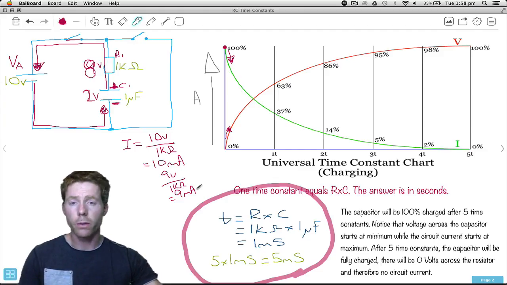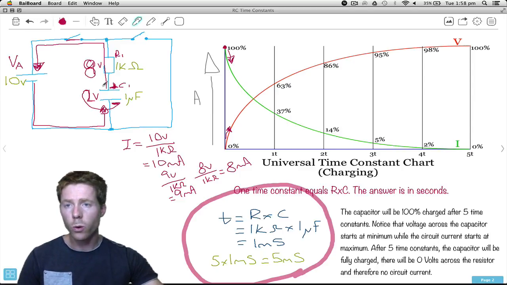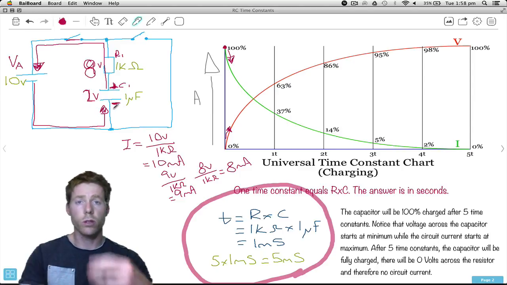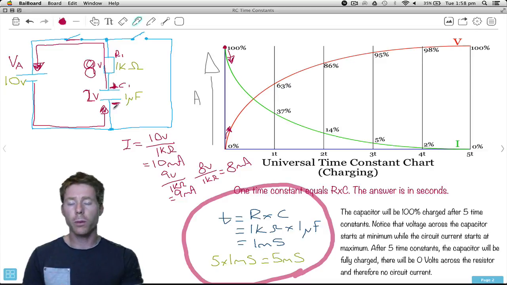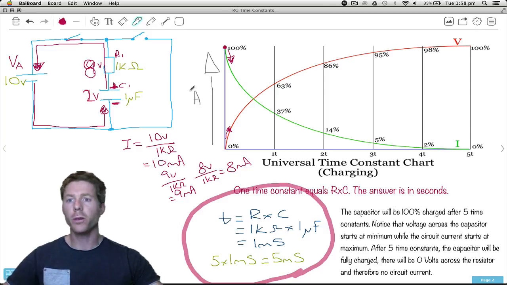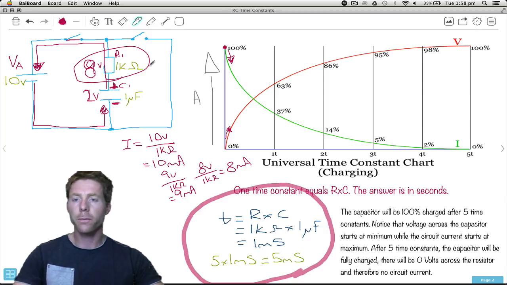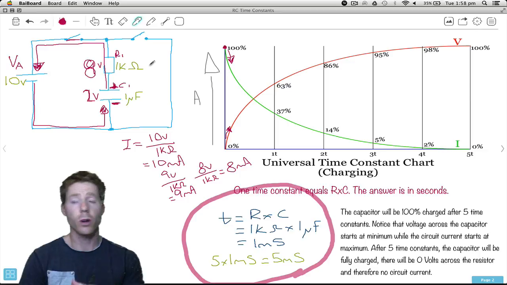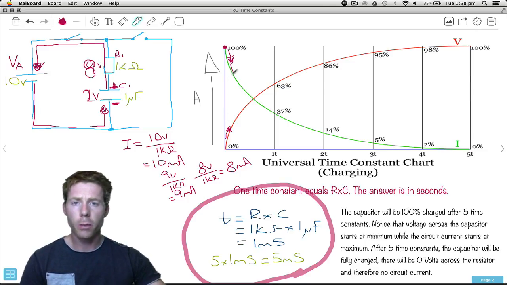What's happening to the current? Well, we now have 8 volts divided by 1K equals 8 milliamps. So we started at 10. That caused this thing to charge because we need electrons to start to flow to and from the plates for that to happen. As its voltage goes up, the current keeps coming down because we're leaving less voltage for this resistor. The way we work out current is the voltage across the resistor divided by the resistor. So you can see that we keep coming down and down with the current as the voltage across this goes up and up.